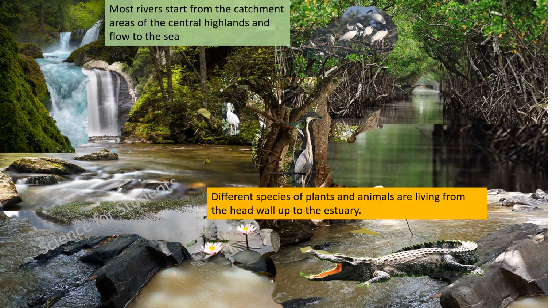Again, you can see a diagram of a river. Waterfalls are there. These are the catchment areas of these rivers. All the catchment areas are in the Central Highlands and flow to the sea.